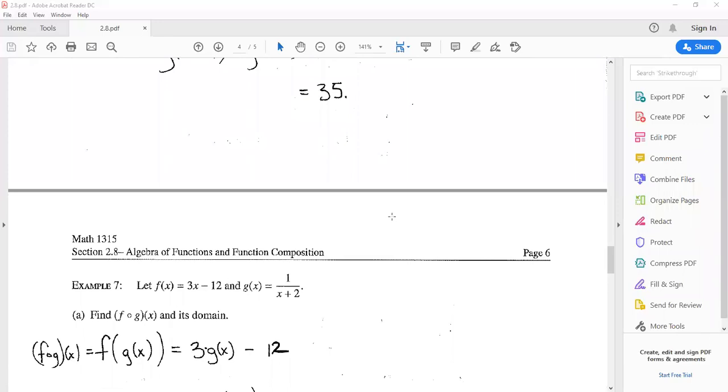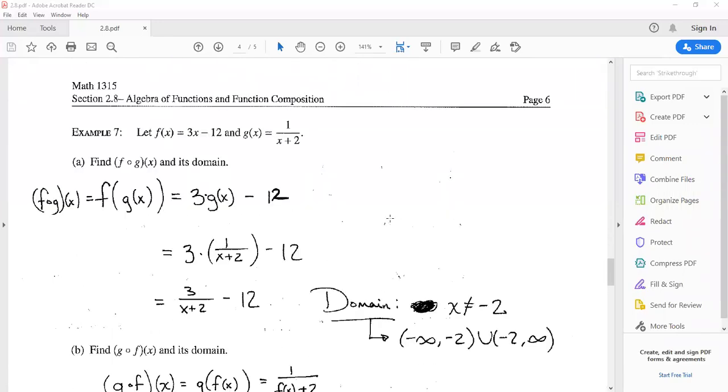Now let's do maybe a general one and look at what's going on with the domain. So f of x will be 3x minus 12, and g of x is 1 over x plus 2. We will find f of g of x, and then we will find the domain. Note, to be in the domain of f of g of x, you need to definitely be in the domain of g of x, because we need to do g of x first, right? But there might be some that we exclude after the fact. Maybe. I don't know if that's going to happen in this case.